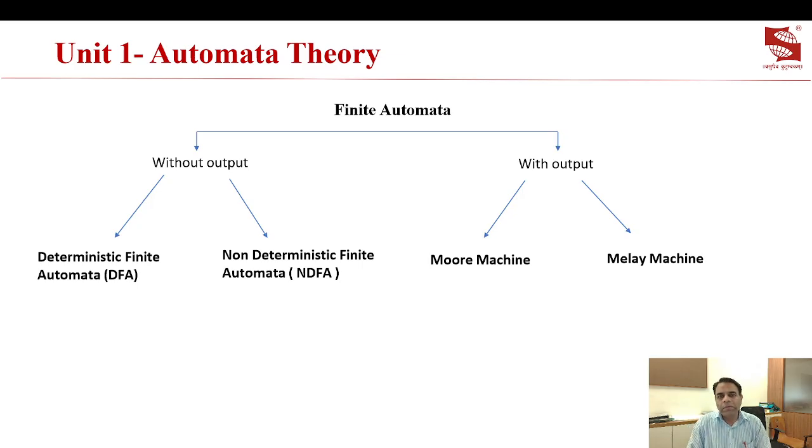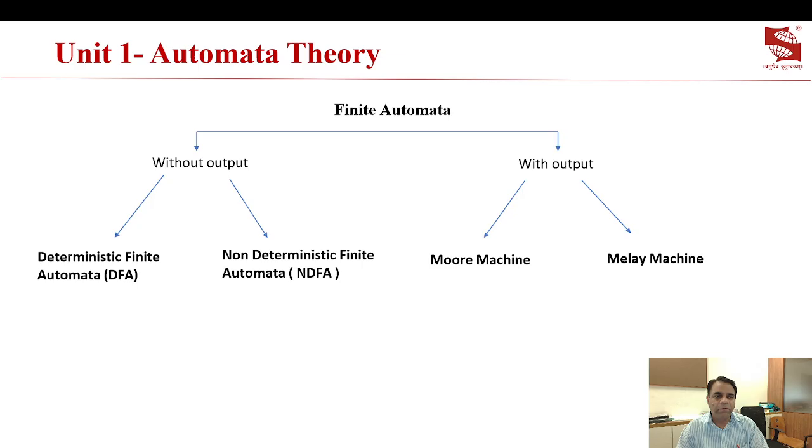If we talk about the classification of finite automata, we can classify it into two different categories. First is without output, and the second one is with output. In without output, you can again classify into deterministic finite automata and non-deterministic finite automata. With output, there are two different machines, the Moore machines and the Mealy machines. So basically, we have four different types of finite automata.